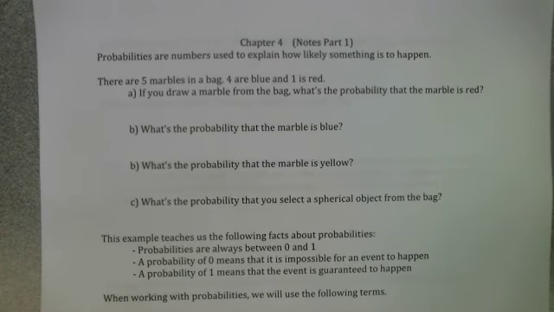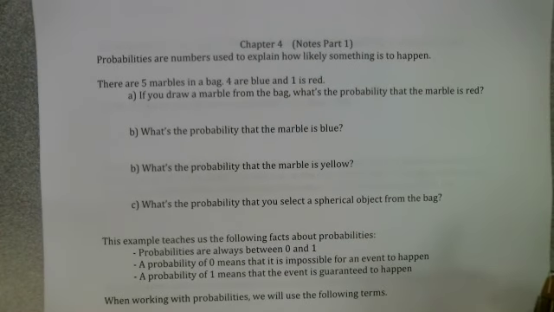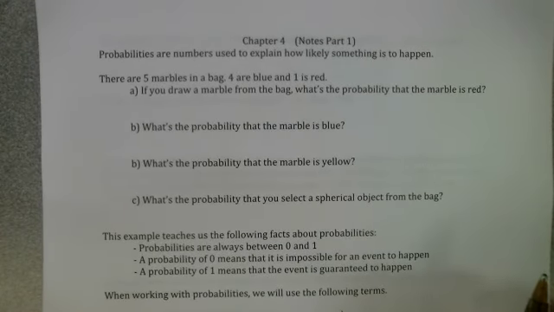All right, chapter 4 is on probability. Probabilities are numbers used to explain how likely something is to happen. So let's work through a quick example here.